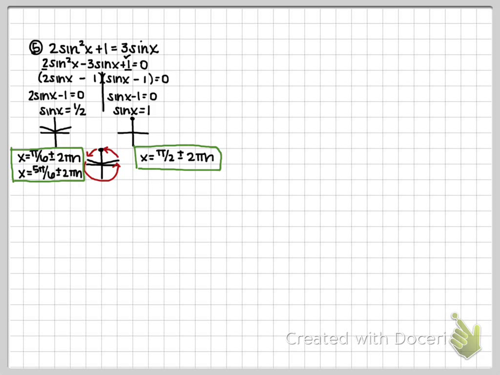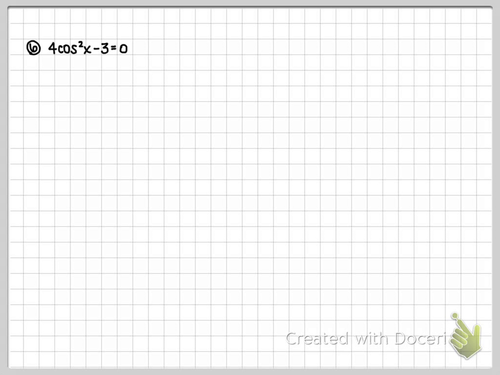Let's take a look at the next one. This one reminds me a little bit more of example 2, where I really only have one trig function. So I'm going to get the cosine squared x by itself. Oh, it looks like I'm still in green. Oh well. Move the 3 and the 4 to the other side.